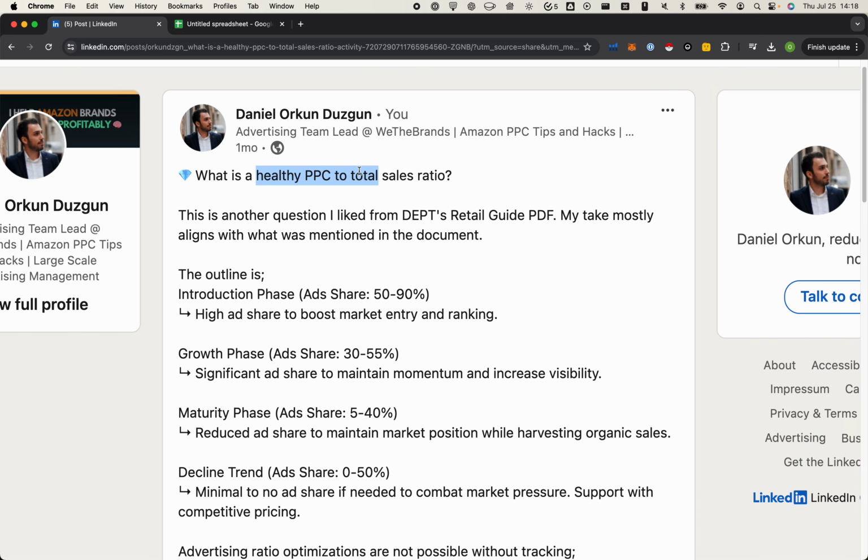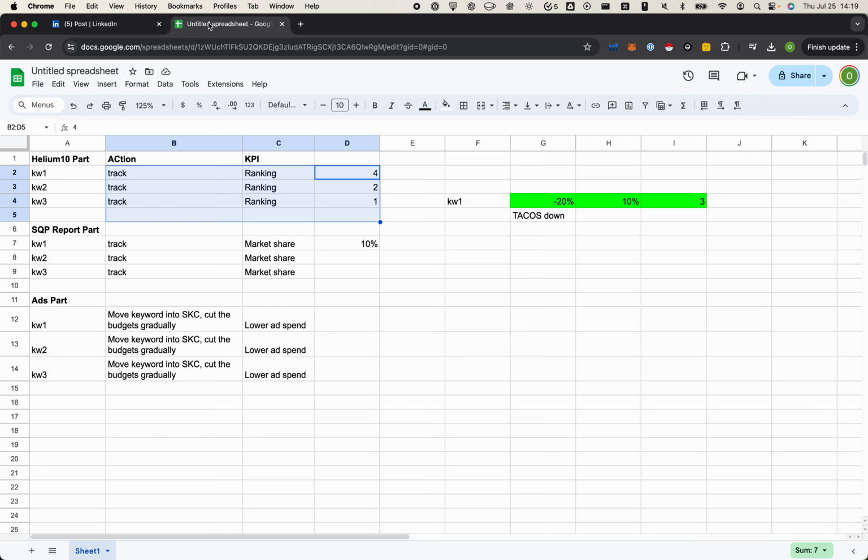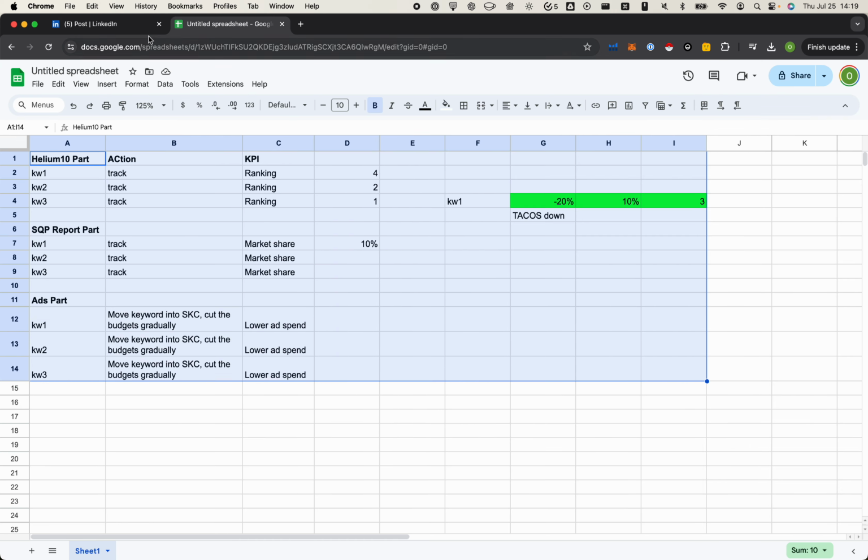But yeah, those are all the things that we can do to understand how a healthy PPC to total sales ratio would look like. And again, we focused a little bit on the maturity phase, where we understood how we can actually cut down our TACOS even further without losing any sales.